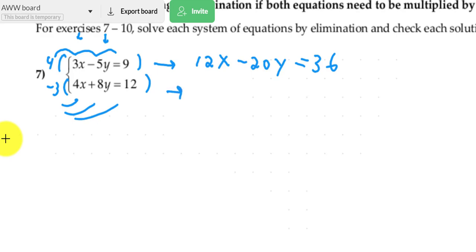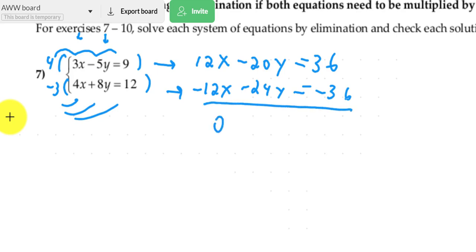So -3 times 4 is -12x. -3 times 8 is -24y, excuse me. And -3 times 12 is -36. I just want to double check to make sure I did this okay. 12, 20, 36, that looks good. And -12, yeah. Okay, so when I add these two together, I get 0, and this looks like minus 44y equals 0. So first I get a little nervous, but then I think about it. If I divide both sides by -44, I end up with y equals 0.